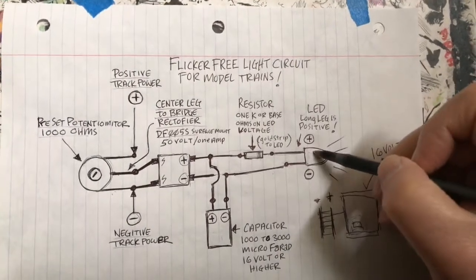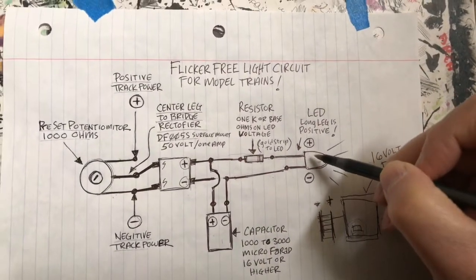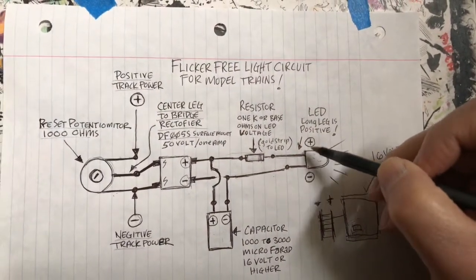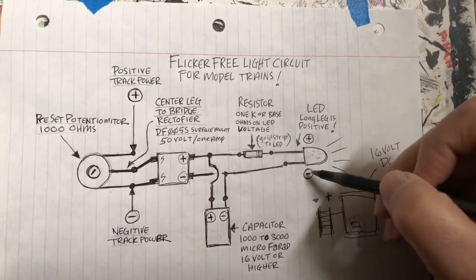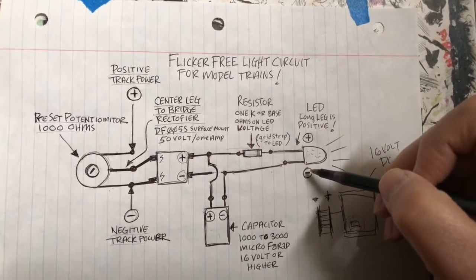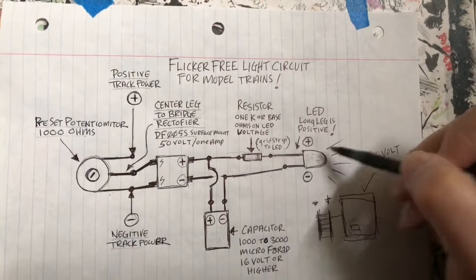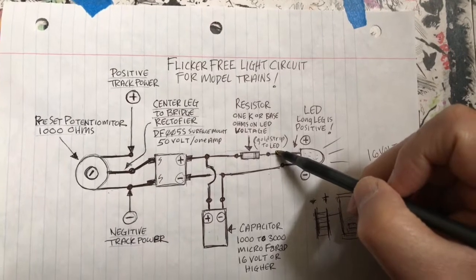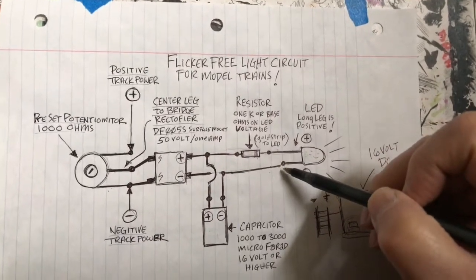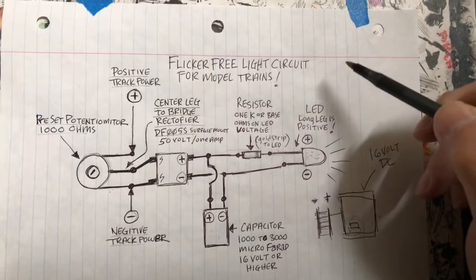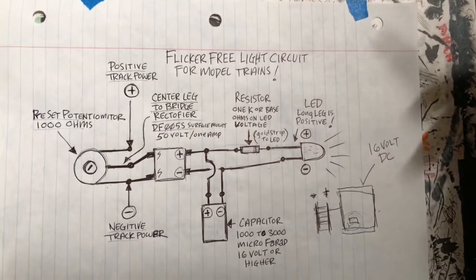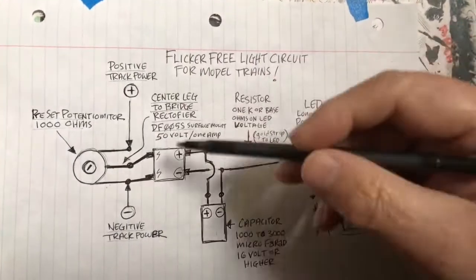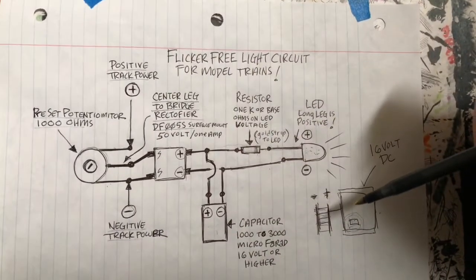Now, an LED can only take power in one direction. As long as positive is positive and negative is negative, it will work. But the minute you reverse that power, if you put negative into the positive side and positive into the negative side, the LED doesn't function. It doesn't light up. So this is one thing that this circuit keeps from happening.